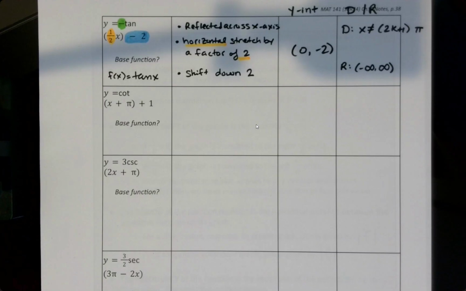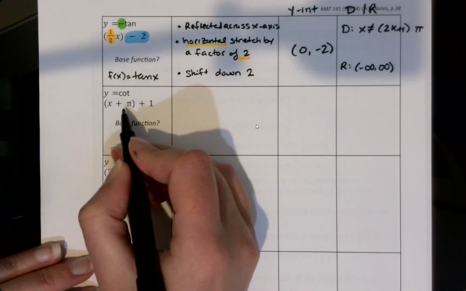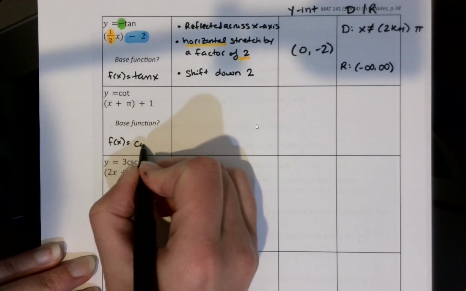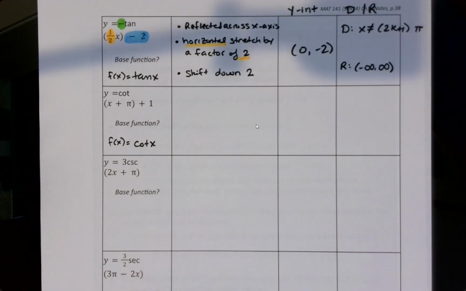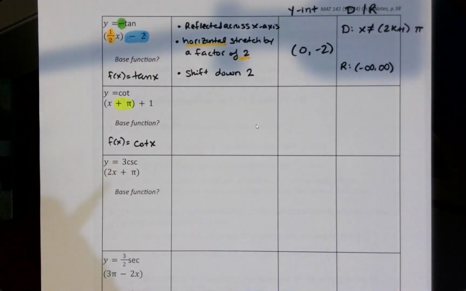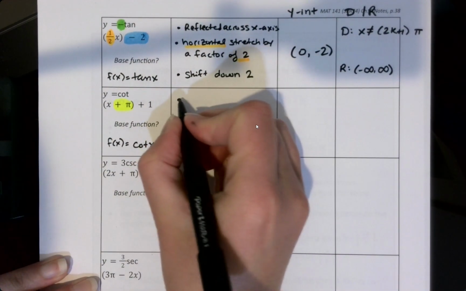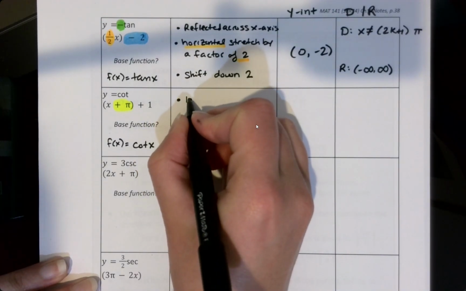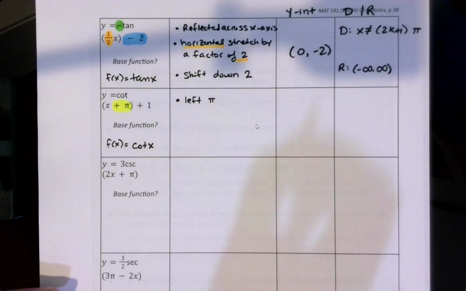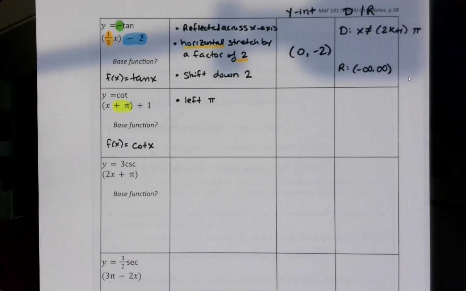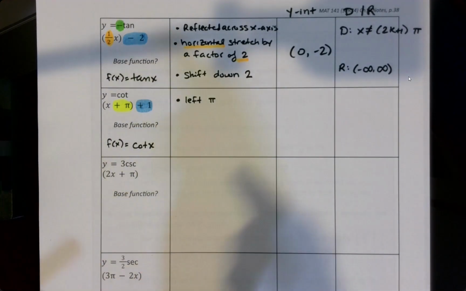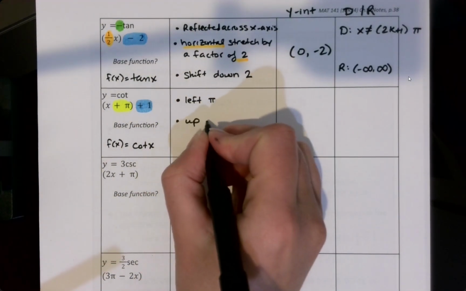Okay, let's talk about the cotan function. Cotangent of x plus pi, plus 1. The base function is f of x equals cotangent of x. Just 2 transformations here. We've got ourselves a plus pi happening inside with x. So that's going to be a left or right shift. In this case, that's going to be left by pi, or shift left by pi units. And then outside of the function, we've got this plus 1. So that's going to be up or down. So that's going to be shifting up by 1.